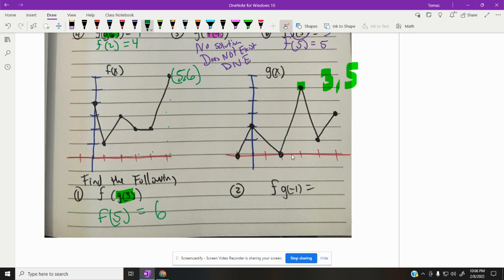Okay. G of negative 1. Negative 1 is right here. So it's negative 1, comma 0. So then this g of negative 1 becomes a 0. So then we come to f of 0, which is 1, 2, 3, 4. And our answer is 4.